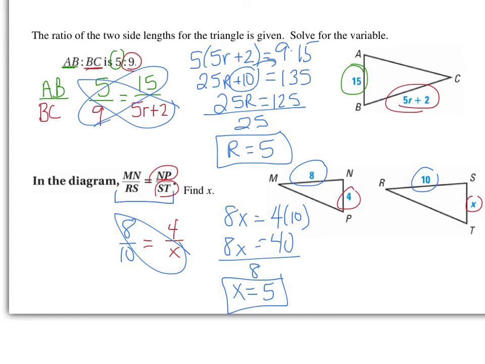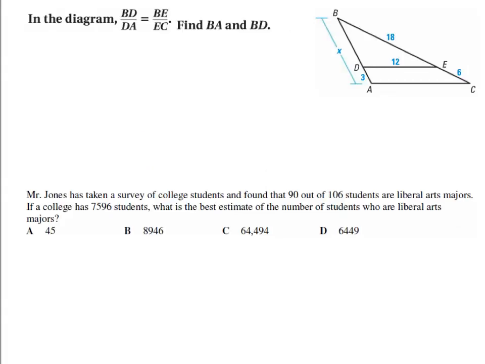This next question looks like it's a little more difficult just based on the picture, but again, remember, notice if they give you what the proportion is supposed to be set up as. So BD is first, and that's the part we do not know, so I'm going to leave it as BD. Next, we know the DA is my 3, and then BE is 18. And EC is my 6.